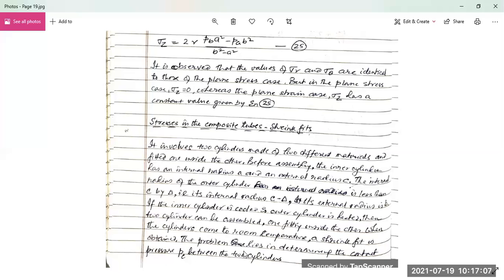The problem lies in determining the contact pressure PC between the two cylinders.